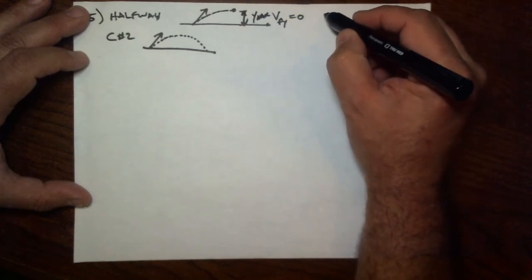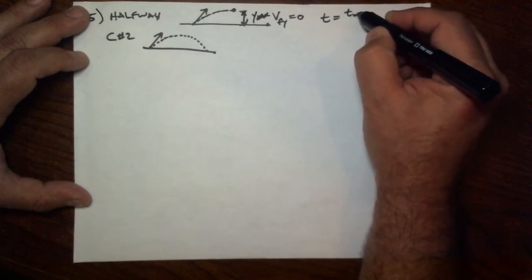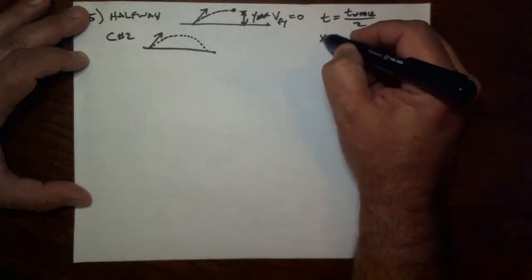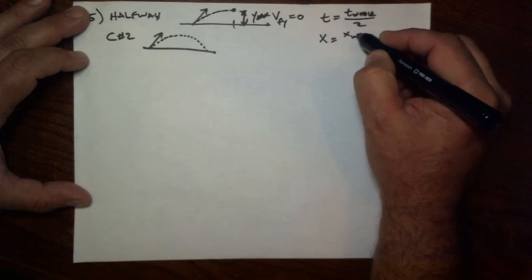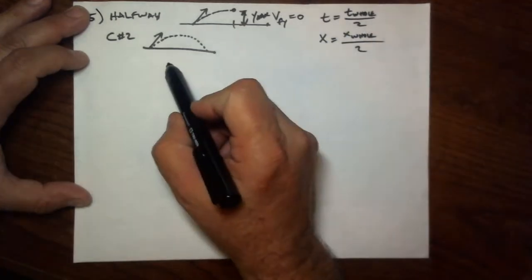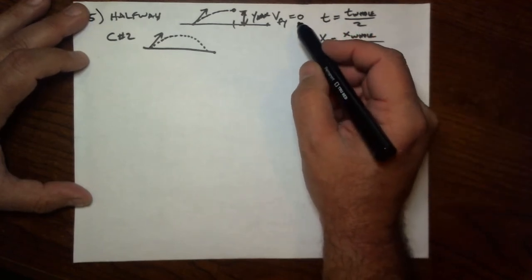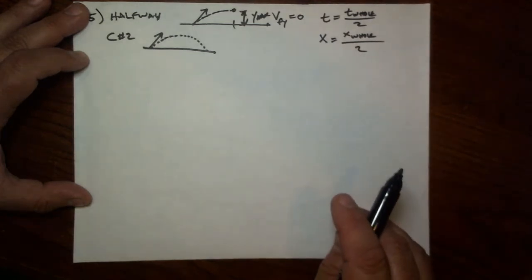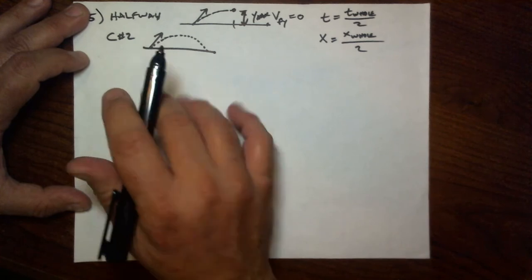But you can get the time by saying it's the time from the whole problem divided by 2. And you can get the distance where this occurs by saying it's the distance from the whole problem divided by 2. So by doing the whole problem, you get a lot of stuff. You just have to solve for the maximum height by setting the final y velocity equal to 0. So let's look at the setup for this problem, and let's be specific.